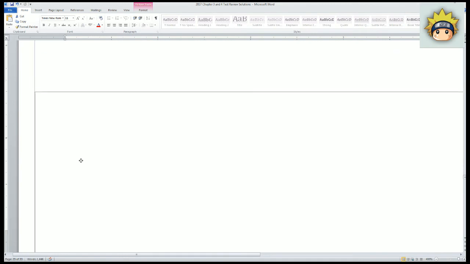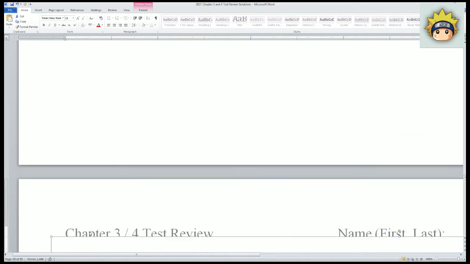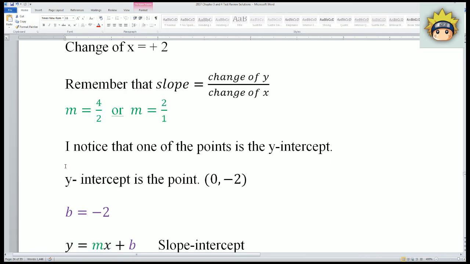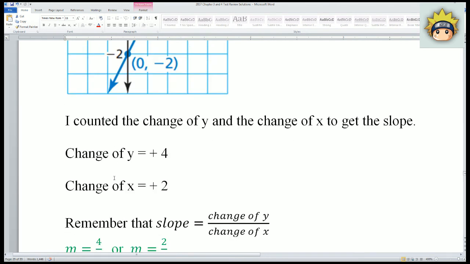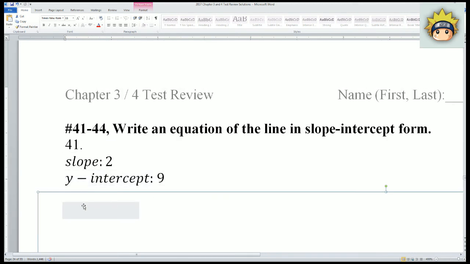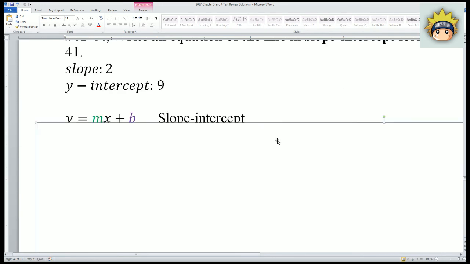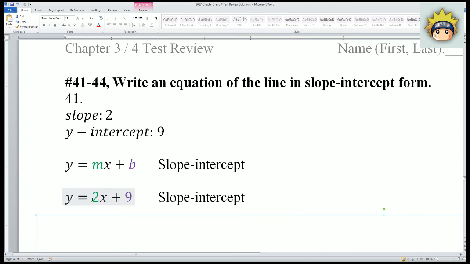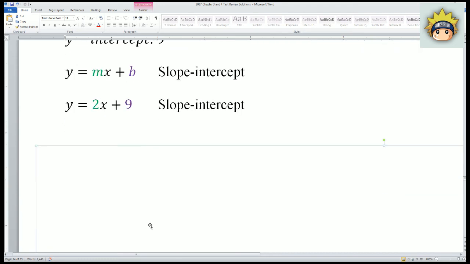We're going to see how 41, 42, 43, and 44 look. 41 through 44 asks us to write an equation of the line in slope-intercept form. It's the same directions as 37 through 40, but this time we don't have a graph. They give us the slope and the y-intercept. I write the formula, y equals mx plus b. You plug in the slope, which is 2, and the y-intercept, which is 9, so that is my equation, y is equal to 2x plus 9.